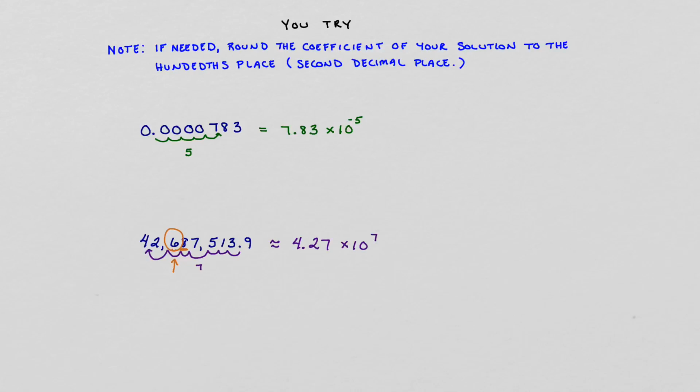Again, just as a reminder, when we present a number in scientific notation, we're usually presenting the coefficient so that it has around 2 or 3 decimal values.